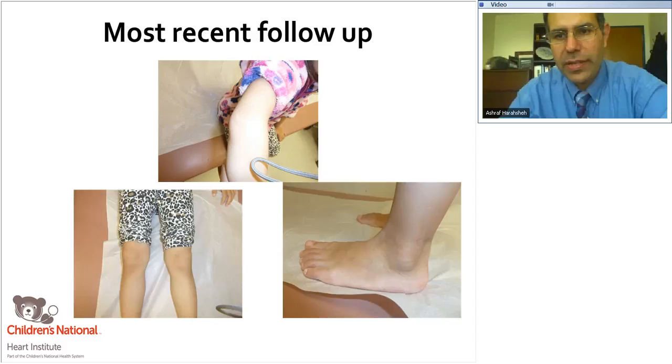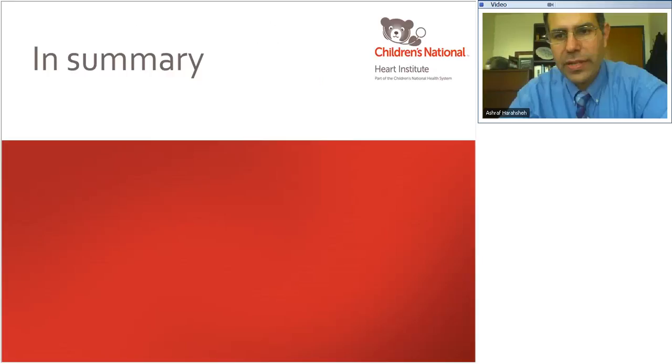And this is her most recent follow-up appointment. I hope that I'm able to convince you that the xanthomas are gone at this point. Her profile is normal, what I would call a normal profile, and she's doing very well at this point. So please, if you see such a lesion on the skin, please remember xanthomas and the need to check a cholesterol profile.